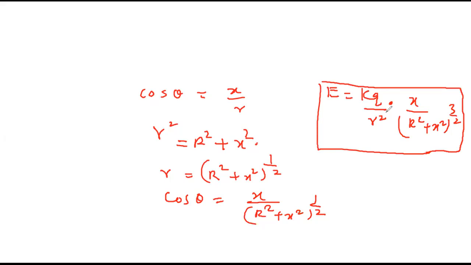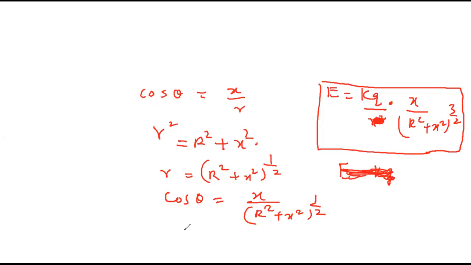So this is the formula for intensity at a distance x from the center of the ring. Let me do one more line so that only x and capital R are variable. So this is kq upon r square into cos theta, which is x by r. This is the final answer. kq, it was r square into r, that means r cube, and r you got as this much. So kqx upon R square plus x square raised to 3 by 2. This is the intensity at any point at a distance x on the axis.